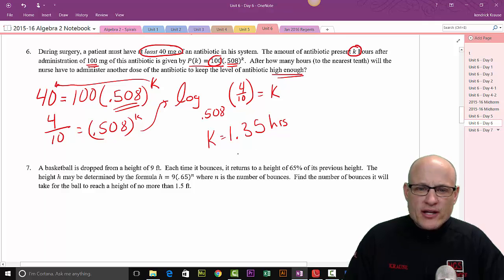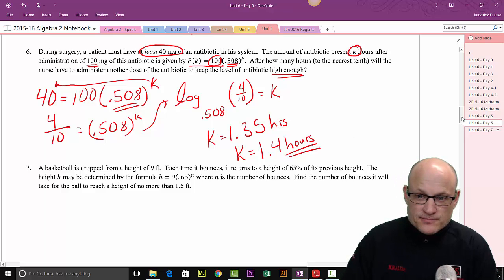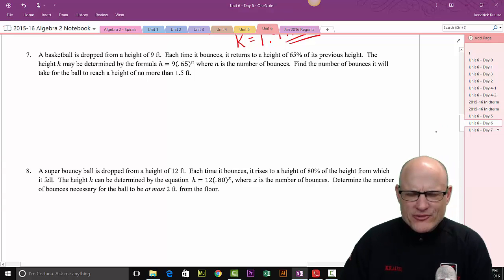How many hours to the nearest tenth? So K equals 1.4 hours. So after about 1.5 hours, she'll have to administer it. I'm not sure I'd wait that long. And I'm not sure I'd be rounding when it comes to medicine.